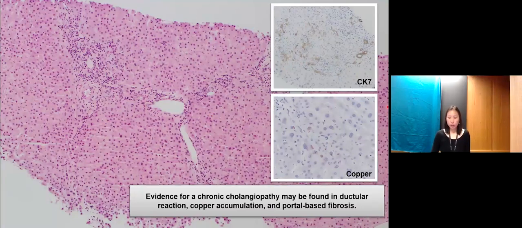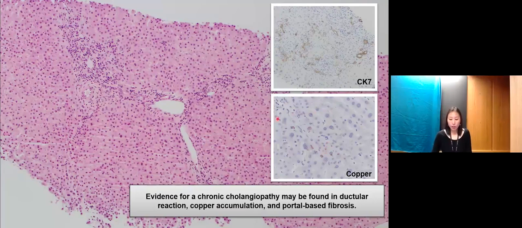And one of the things we can do is go back to our stains. So CK7 can be helpful here in highlighting that ductal reaction. It can also try to highlight some element of a ductopenia if that's present. Both of those together could imply some sort of chronic biliary process.